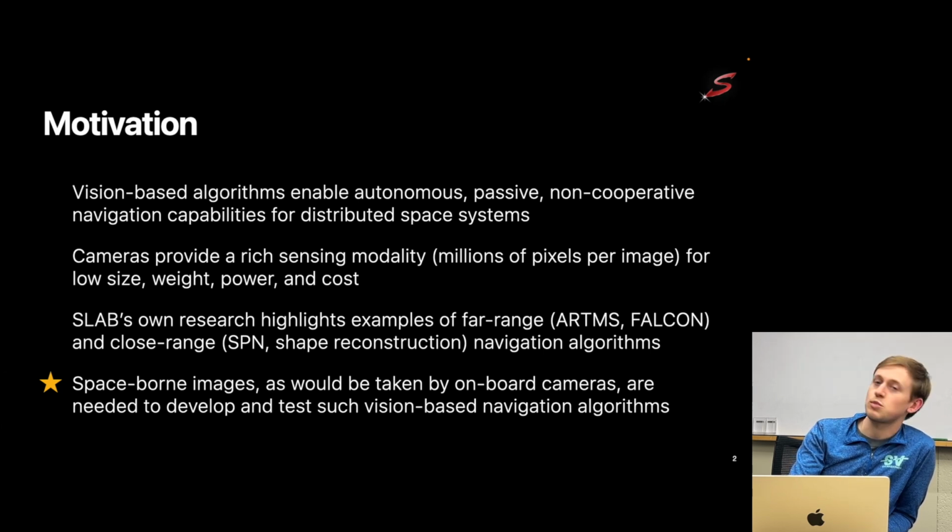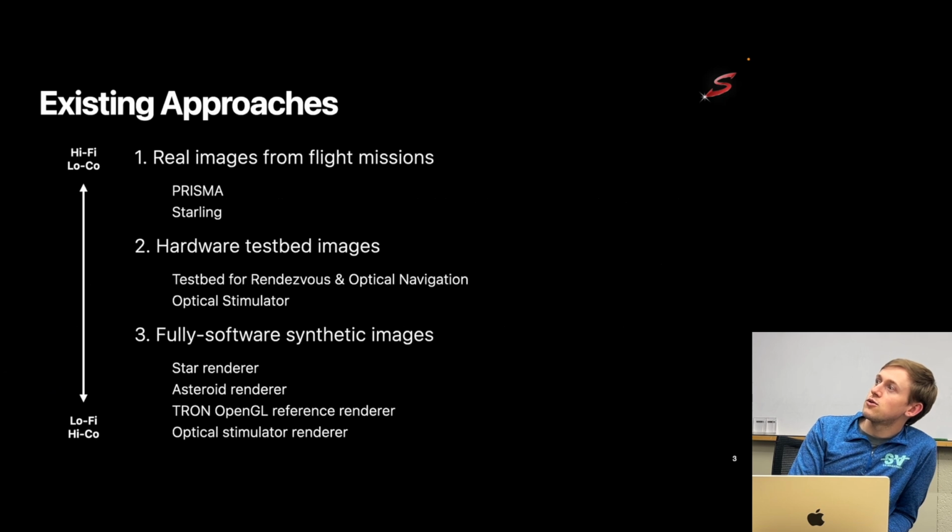Where do you get the space-borne imagery from? There's a variety of sources we currently use. At the foundation, the bedrock, is real images from flight missions. This is the ultimate reference of what this data actually looks like. And we're fortunate to have direct access to two such data sets from the Prisma and Starling missions here in SLAB.